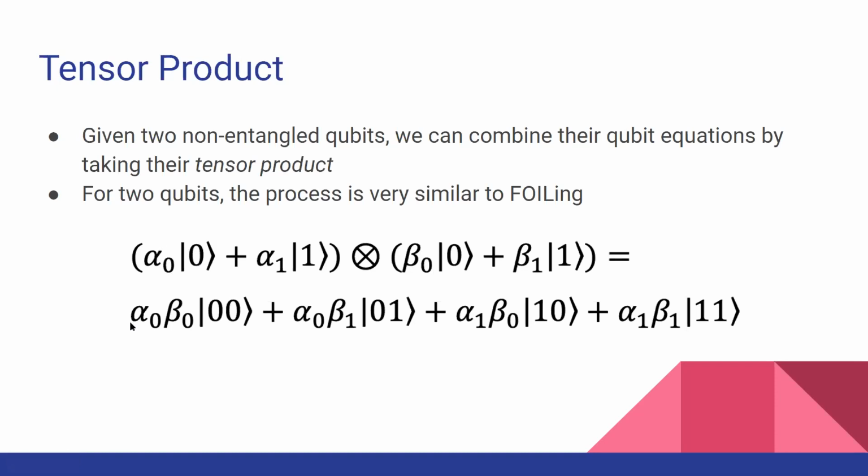And so if you think about this probability amplitude, alpha 0 times beta 0, if we take the magnitude of this and we square it, we end up getting the magnitude of alpha 0 squared times the magnitude of beta 0 squared. So these are equivalent. So you can almost think about this as saying the probability the first qubit's in the 0 state, times the probability the second qubit's in the 0 state. And you can think about all of these in the same way.